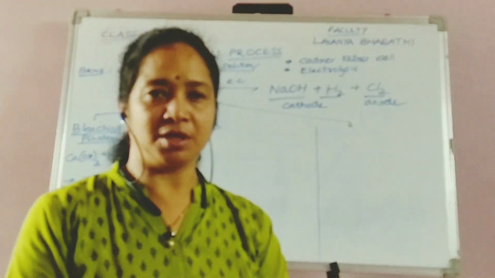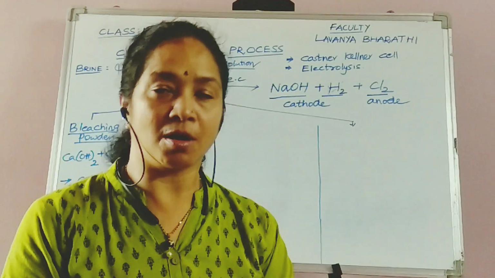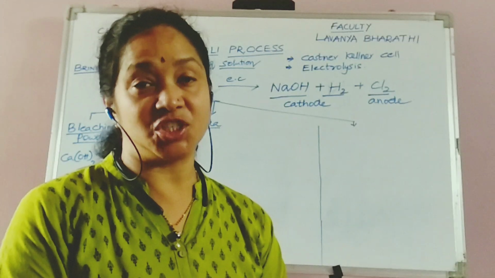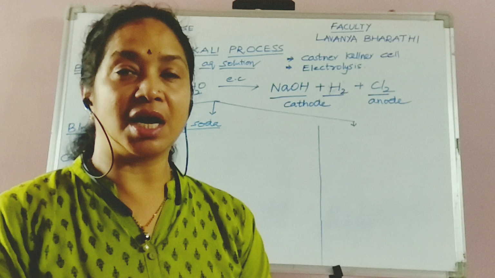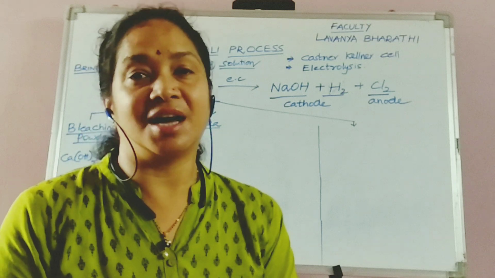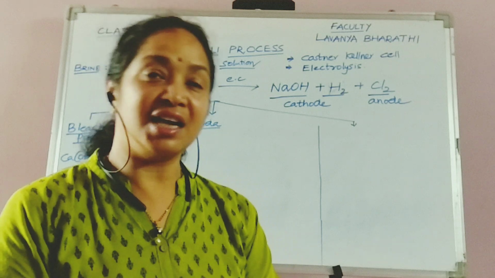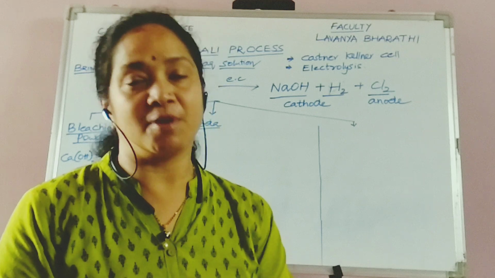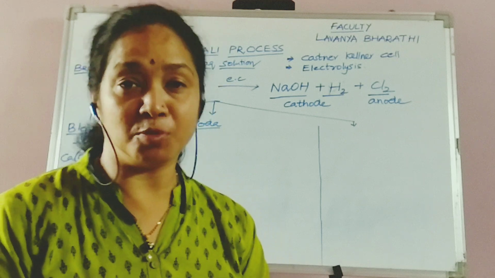Next to bleaching powder, we move on to the next important compound, baking soda. Baking soda is also called kitchen soda. This baking soda is used to make pakodis crispy, and it is slightly neutralized with the help of tartaric acid into baking powder even.